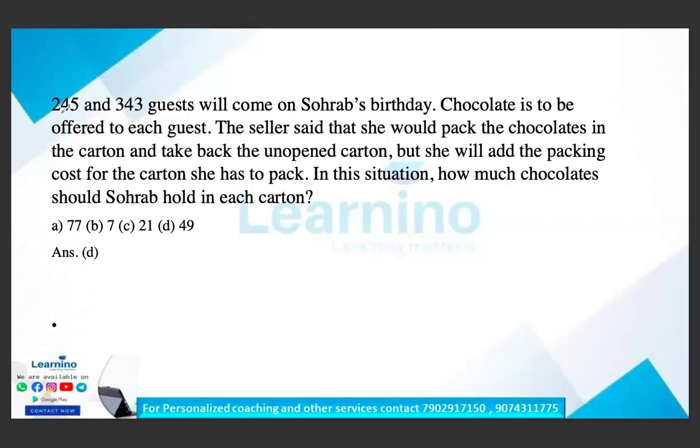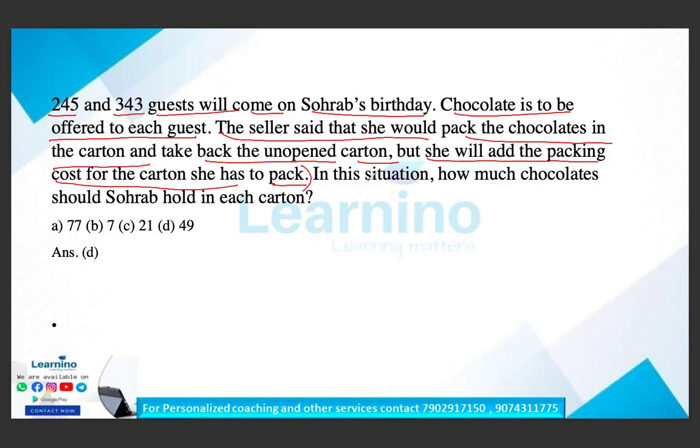Next question. 245 and 343 guests will come on Sohrab's birthday. Chocolate is to be offered to each guest. The seller said that she would pack the chocolates in the carton and take back the unopened carton. But she will add the packing cost for the carton she has to pack up. In this situation, how much chocolate should Sohrab hold in each carton?